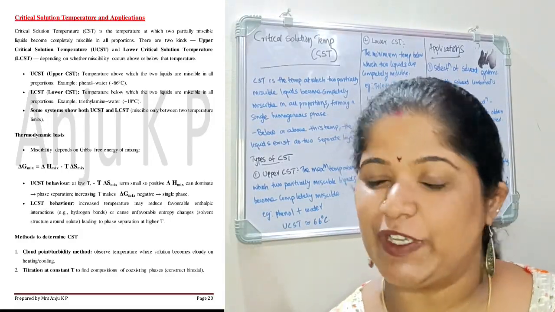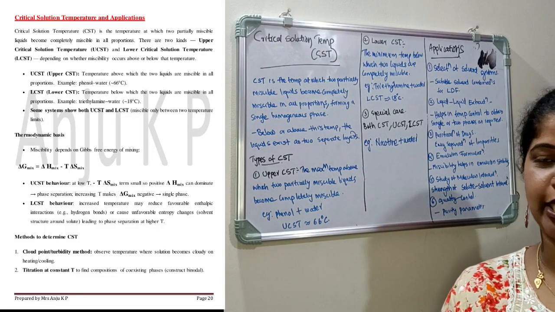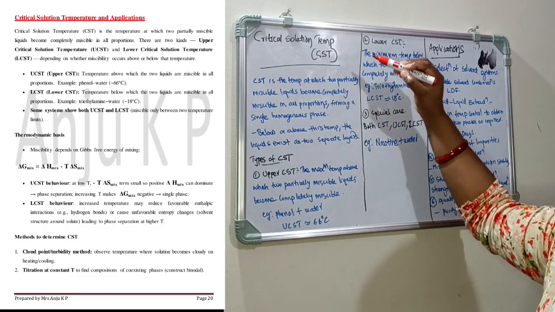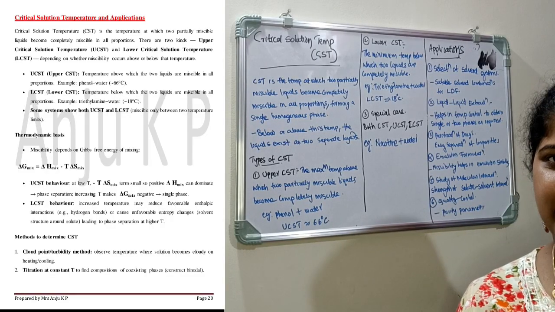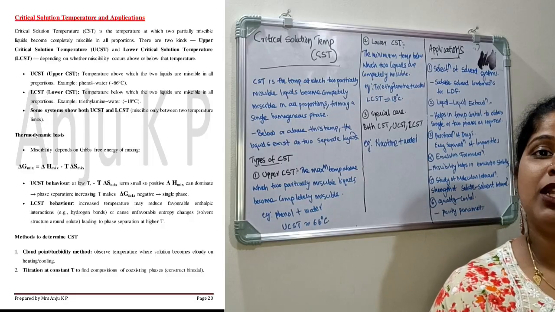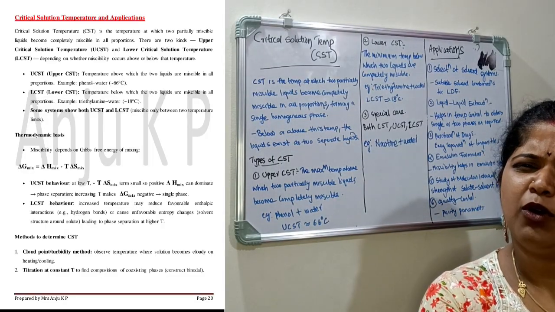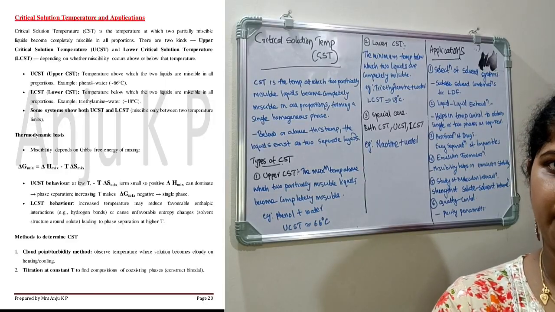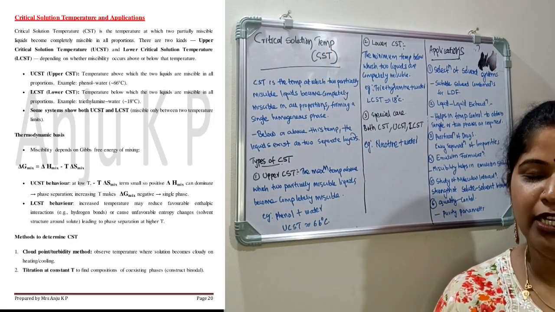In today's video, we are going to see CST. What is CST? That is critical solution temperature. In the last class, we discussed partially miscible liquids, right? What were partially miscible liquids? They become completely miscible above or below some temperature. So that temperature we call the critical solution temperature.